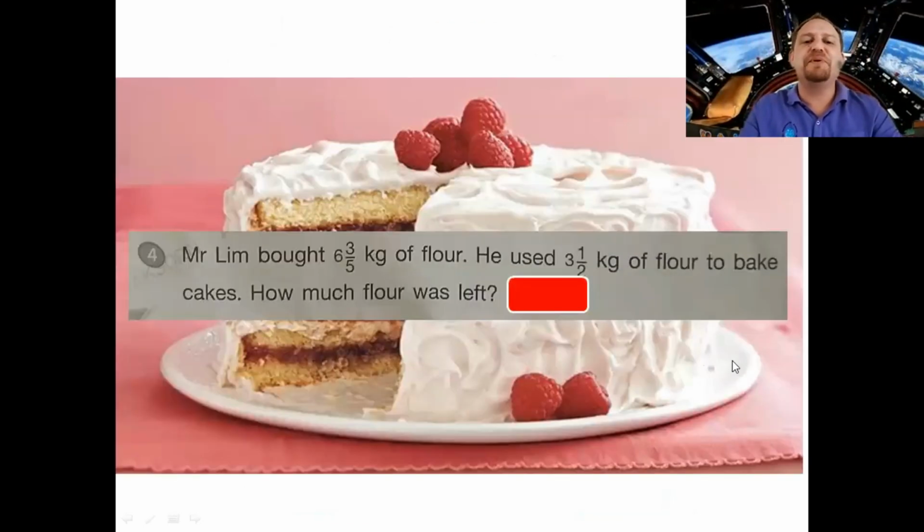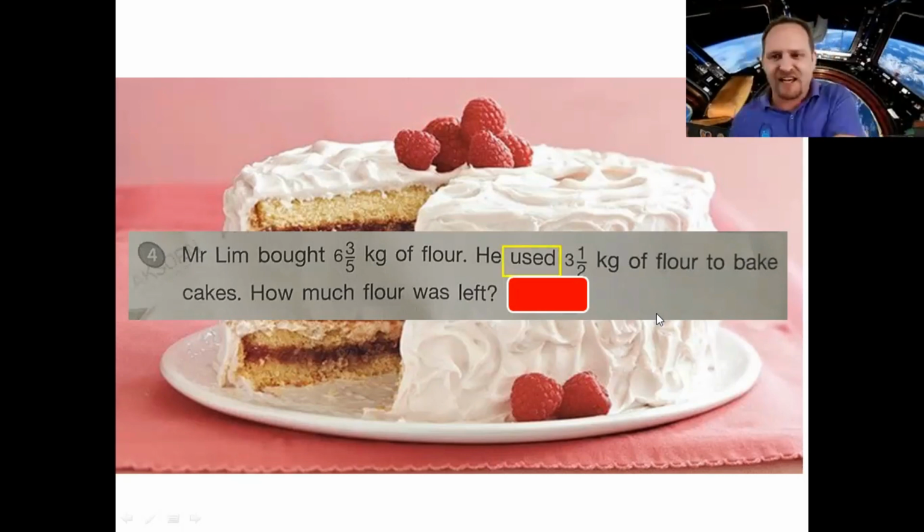Question 4, look at this beautiful, I think it's called a Victoria sponge cake. And it's Mr. Lim, that must be Mrs. Lim's husband. Mr. Lim bought 6 3/5 kilograms of flour. He used 3 1/2 kilograms of flour to bake cakes. How much flour was left? Okay, your key word was used. Okay, so if you use something, you're taking it away, aren't you?